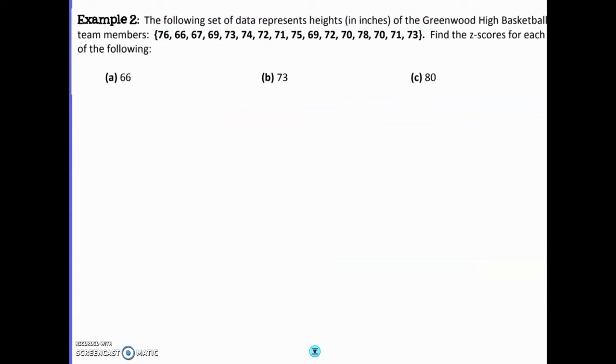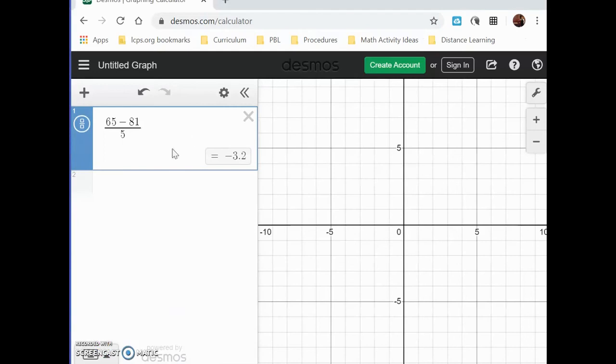The following set of data represents heights in inches of the Greenwood High basketball team members. So we're measuring in inches. Find the z-scores for each of the following. Well, real quick, I'm not given the mean or the standard deviation, so I'd have to solve for them. So what I can do is go to Desmos and have it calculate that for me.